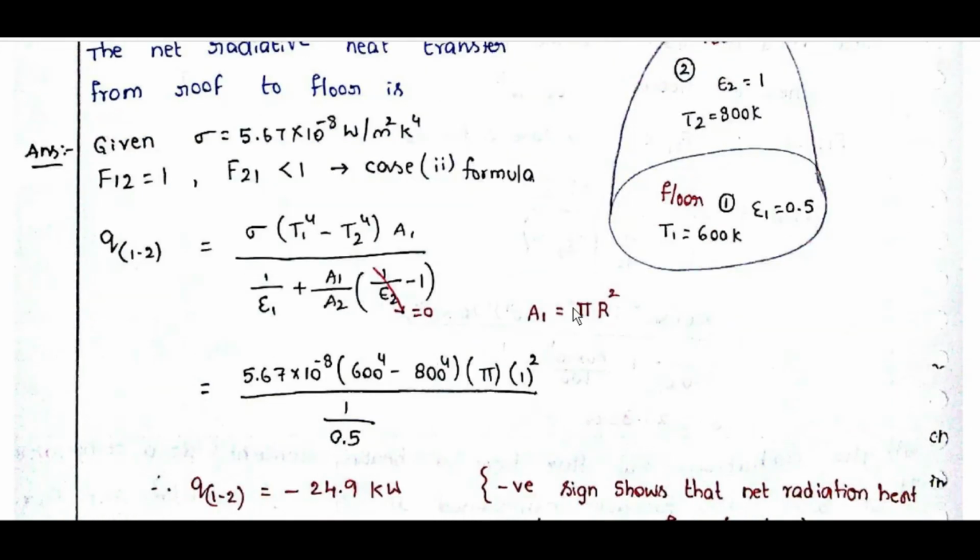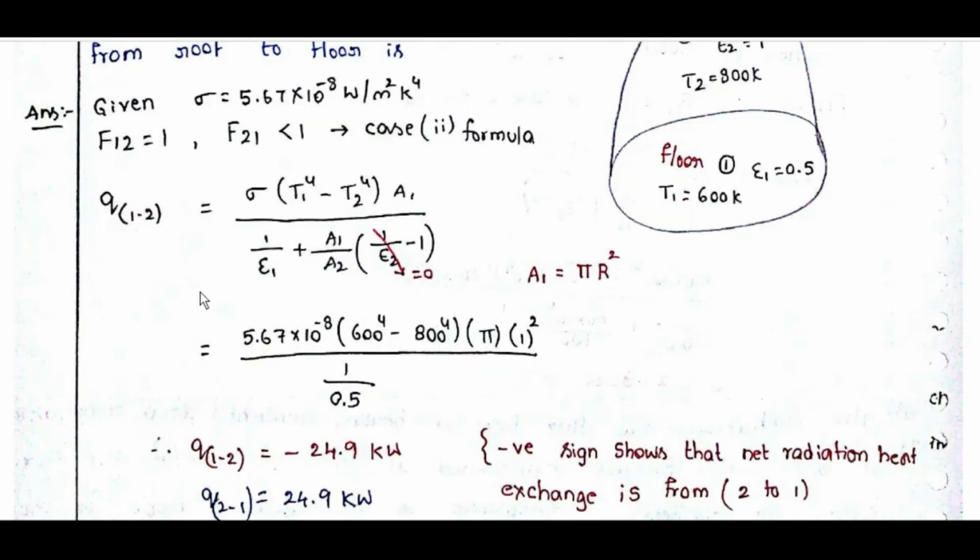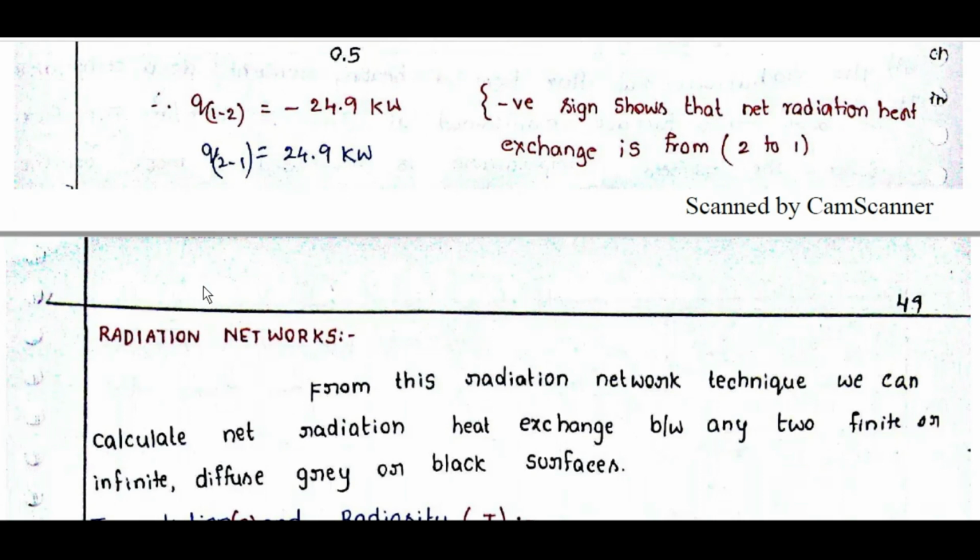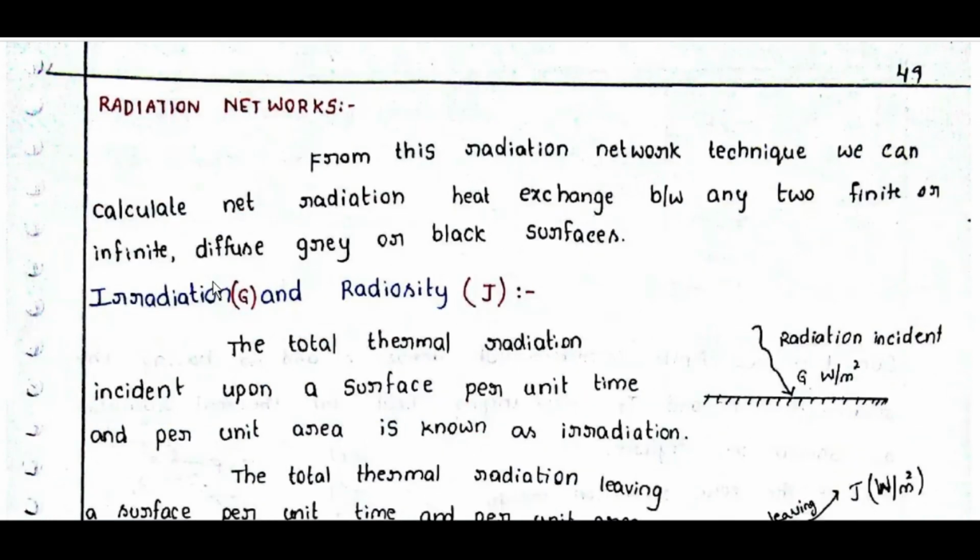1 by epsilon 2 minus 1, this whole thing is 0: sigma A1 epsilon 1 into T1 power 4 minus T2 power 4. Radiation networks. From this radiation network technique, we can calculate net radiation heat exchange between any two finite or infinite diffuse gray or black surfaces. Irradiation G and radiosity J.